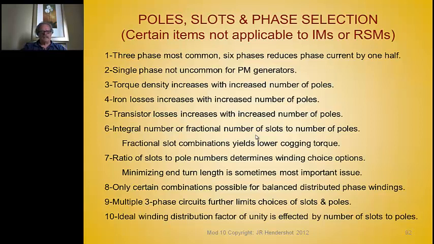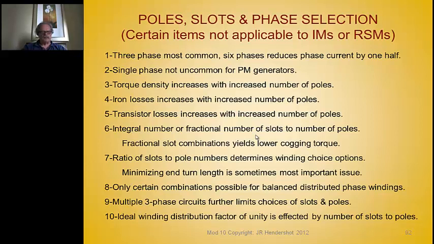One of the advantages of increasing the number of poles is you improve the torque density. We'll show that in a subsequent slide. But the downside of increasing the number of poles is that the iron losses in the yokes and teeth go up because of the increased frequency. And also, with the increased number of poles, the transistor losses will increase. But in terms of torque density, it's better to have a high number of poles.